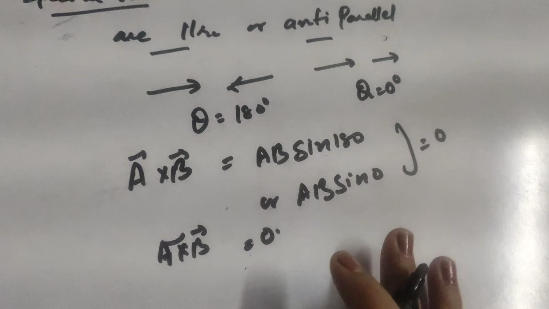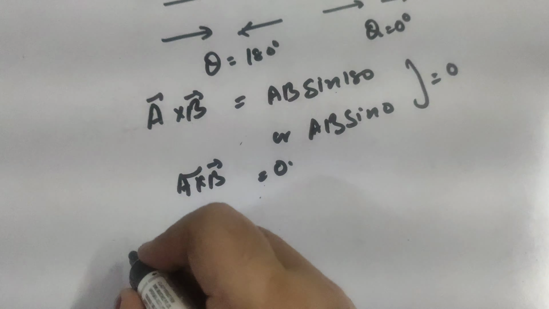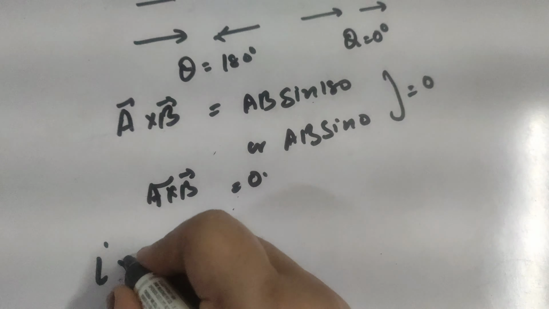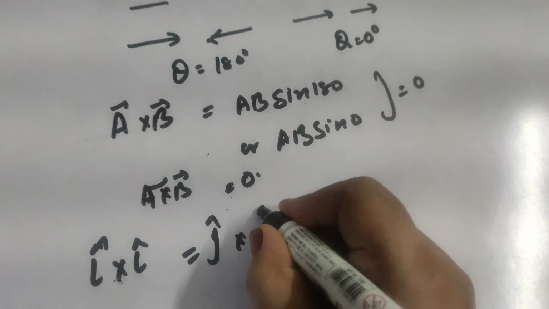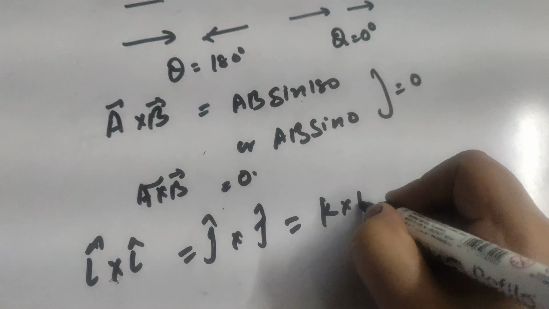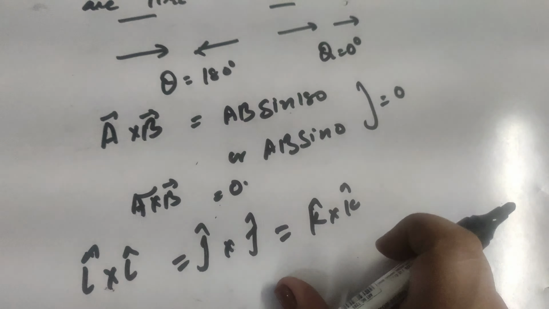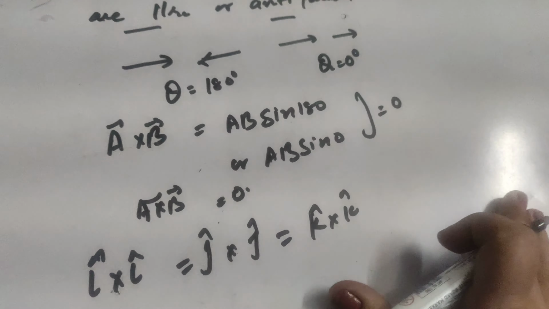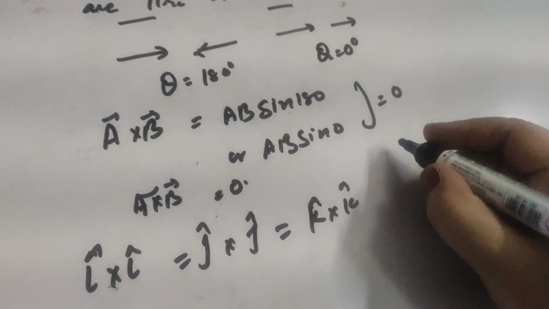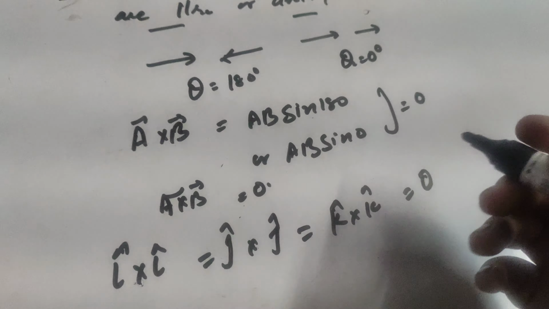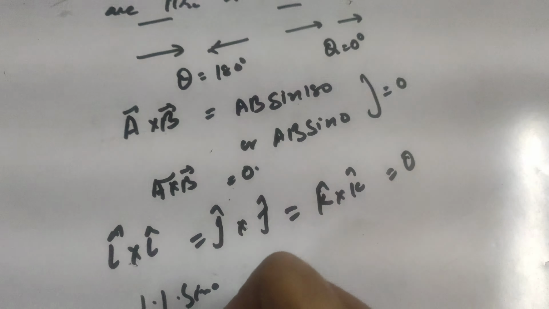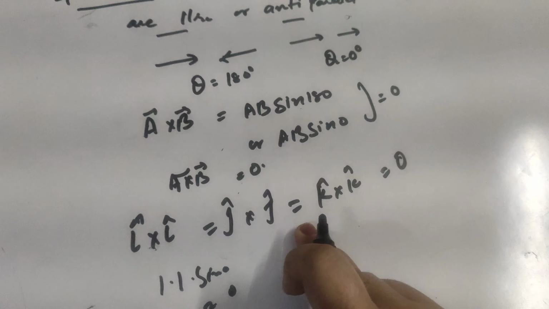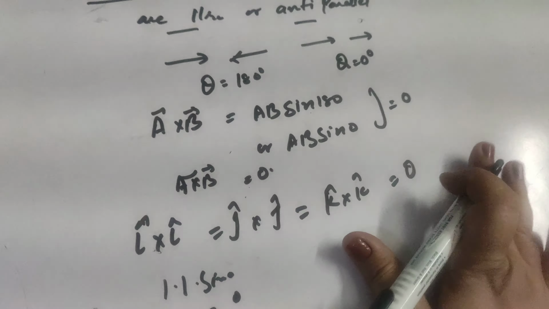So if I specifically move to unit vectors, in that case I would say i cross i cap is equal to j cross j cap is equal to k cross k cap. This is the situation when the vectors are either parallel or anti-parallel to each other. In that case, the product is equal to 0, as I have already explained that 1 into 1 into sine of 0 is equal to 0. So accordingly j cross j, k cross k is also equal to 0.